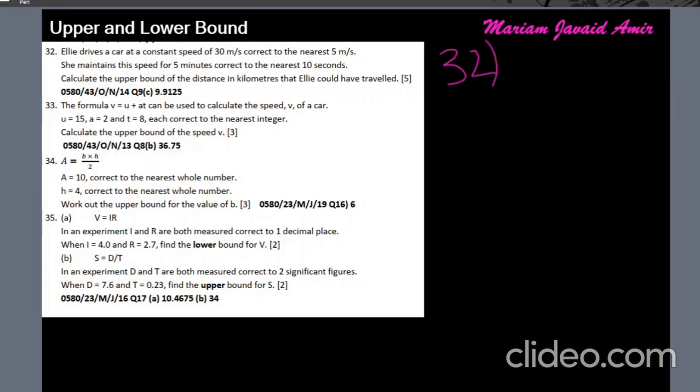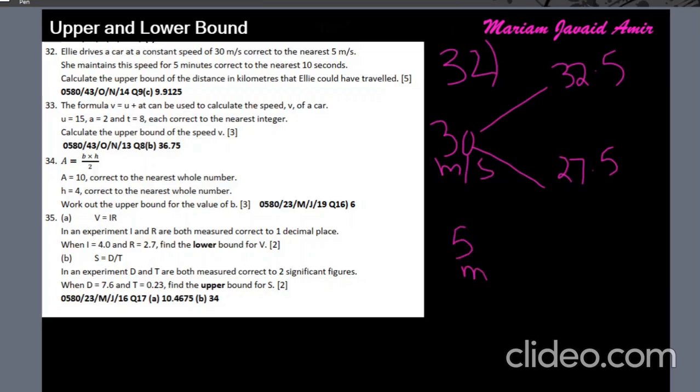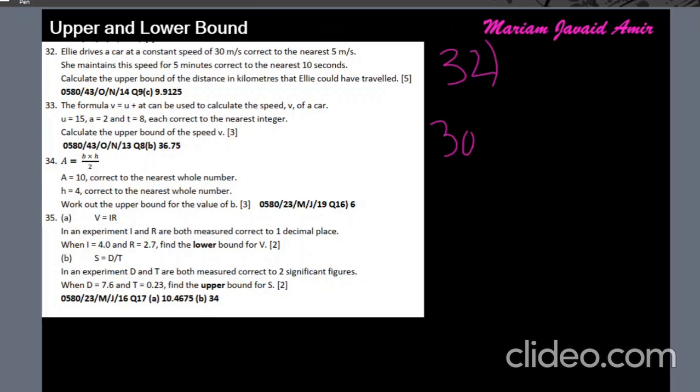Question number 32. Ellie drives a car at a constant speed of 30 meters per second, correct to the nearest 5 meters per second. So 5 divided by 2 is 2.5, added to 30, 32.5, upper bound. Subtracted from 30, so 27.5 lower bound. This was meters per second, the speed. She maintains a speed for 5 minutes, correct to the nearest. I think we've done this question. Yes, we've already done this question. Let's start with question 33.